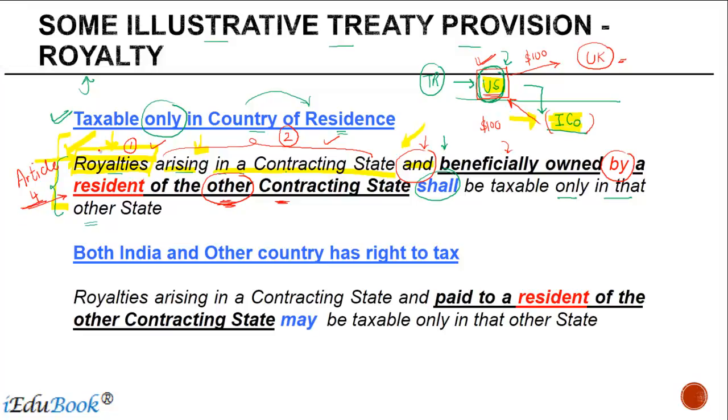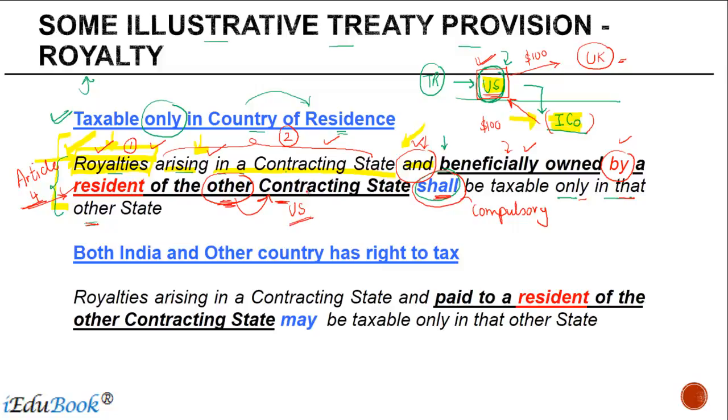So once these conditions are satisfied, there is a payment in the nature of royalty. It is arising in India and it is beneficially owned by a person who is a resident of United States. Then what? It shall be taxable. Shall means what? Compulsory, mandatory, right? Only in that other state. Now, which was this other contracting state? This was US, right? In this particular illustration. So then if this condition is satisfied, then this royalty shall be taxable only in US.